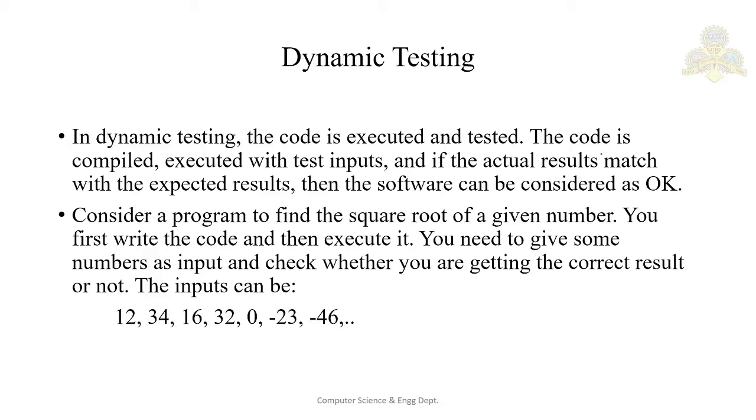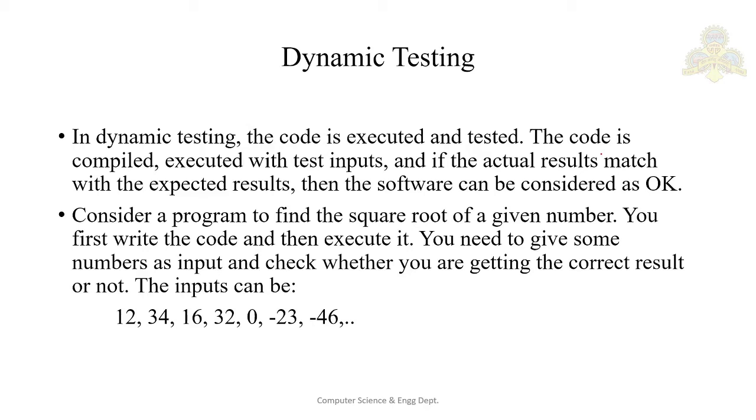For the positive numbers, it should give the correct value. If you give 16 as the input, the square root would be 4. If you give 0 or a negative number, it should display an error message saying something like please give only positive numbers. Okay. Now, can we say that the software is okay, right? If you give positive numbers, you got the correct answer. If you give negative and 0, you got the error. At this point, can you say that your program is working perfectly? If you say yes, then it is wrong.